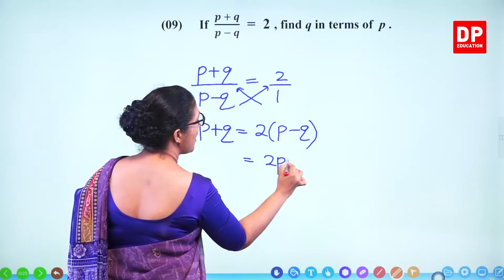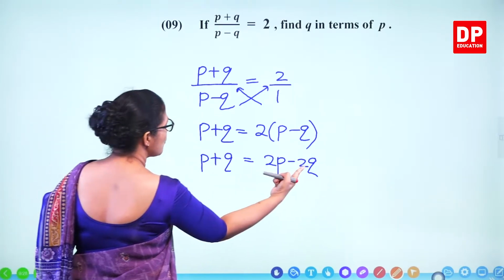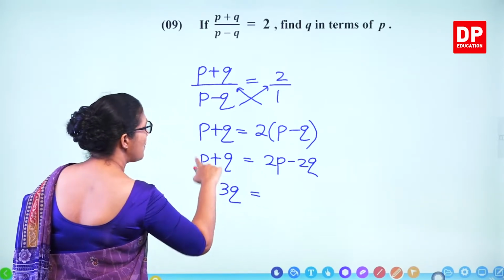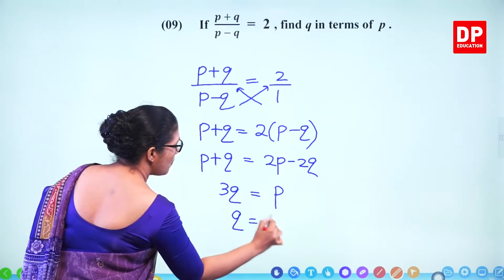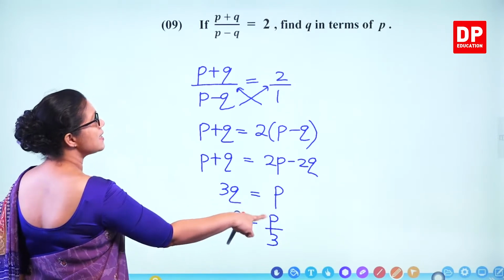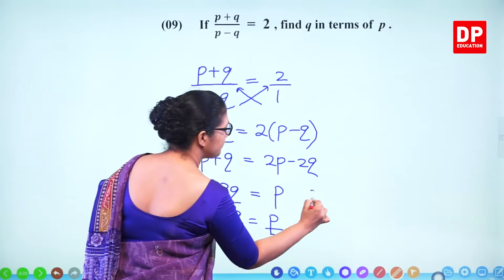So 2P minus 2Q equals P plus Q. So when you take the Q term here, you get 3Q here. 2P minus P, that's P. So what's Q? P over 3. So that's Q in terms of P. So you get 2 marks for that.